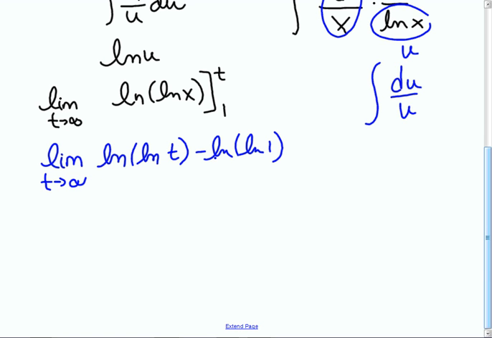That's a problem. I get the log of 0 right there. And what about this? This is the log of infinity. Does that converge? No.